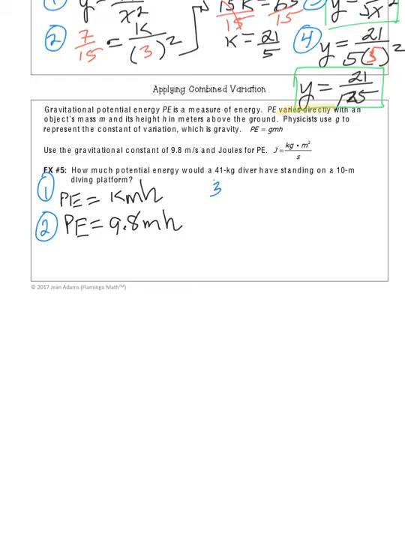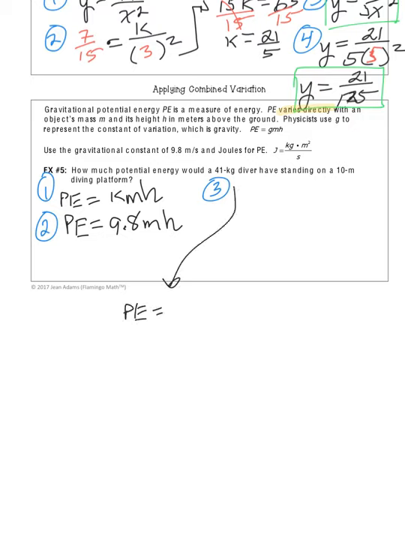So then step 3. The question says, how much potential energy would a 41 kilogram diver have standing on a 10 meter diving platform? So the mass is 41 kilograms and the height is 10 meters. So here we go. It's actually easier than what it looks. They're just trying to make it look complicated. So PE is equal to, and I think I might run out of room. So let me go down here.